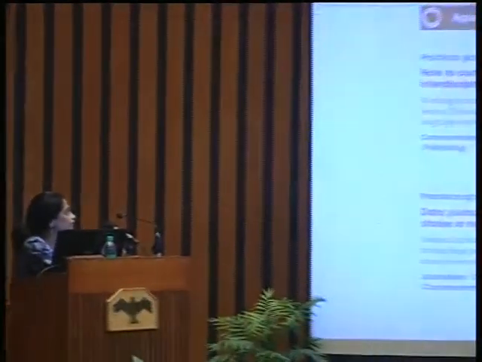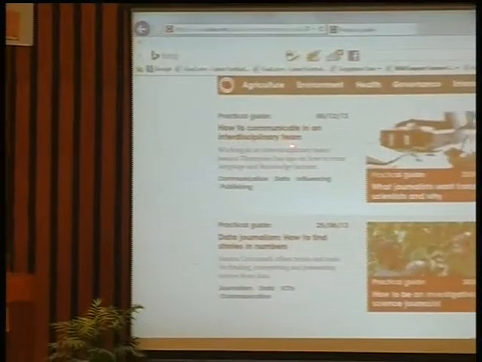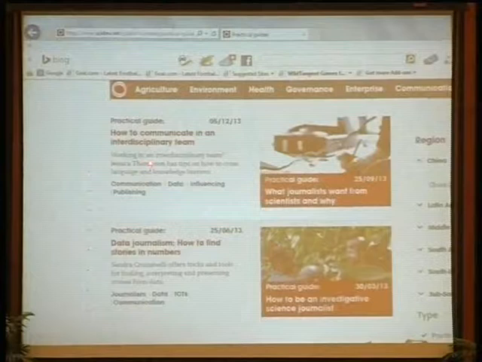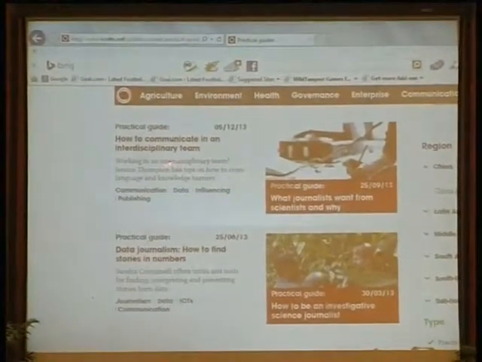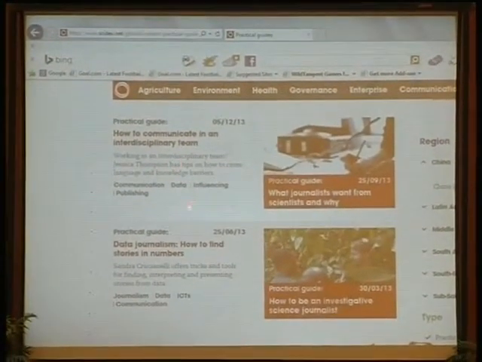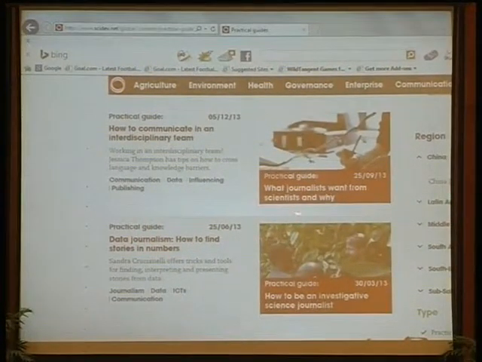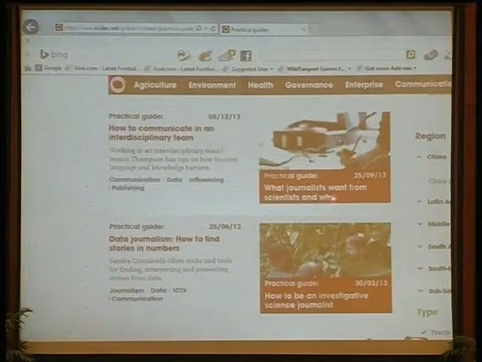These are typical topics: how to communicate in an interdisciplinary team. Some practical guides are meant for science journalists, some are meant for scientists wanting to communicate. Data journalism, how to find stories in numbers. Here, I think some of you would possibly be interested in this: what journalists want from scientists and why. This will explain some of the things even Jayan has been talking about, deadline pressures and all.